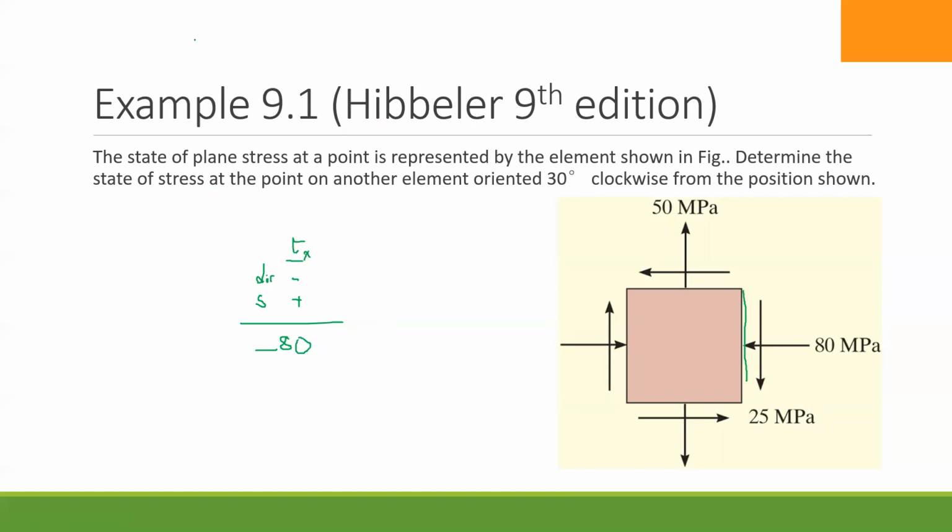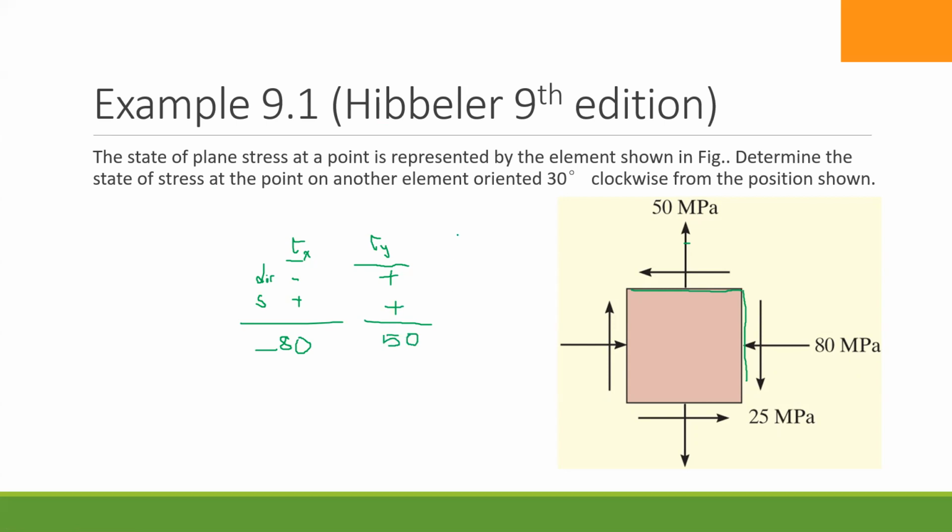Let's continue with sigma y. For example, I want to take this arrow. In order to have equilibrium, this arrow should point in the down direction. Sigma y value is 50. Look at the direction: it is the positive y direction, and the surface is also the positive y surface. Multiplication is positive, therefore I need to write positive 50.